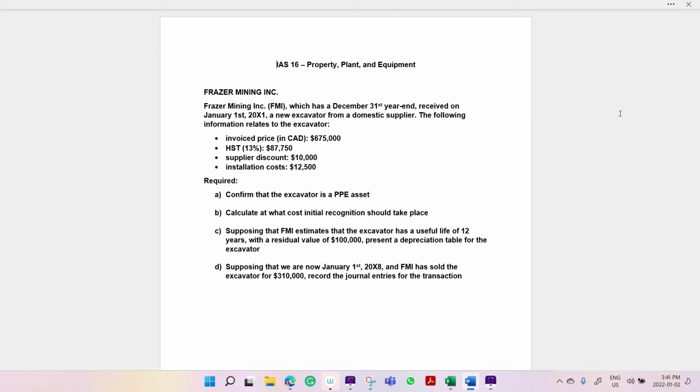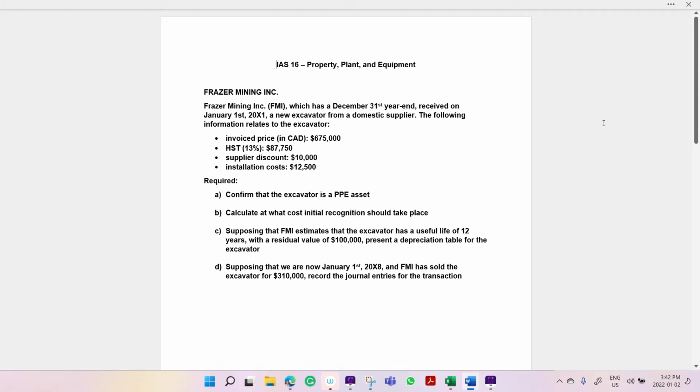Then they're asking us to present a depreciation table for the excavator. With the information provided here, we can deduce that they're most likely looking at the straight line method. But we'll do both methods, the straight line and declining balance. And fourth, we're again supposing that we are now January 1st, 2000X8, and FMI has sold the excavator for $210,000 that day. So they're asking us here to record the journal entry for the transaction.